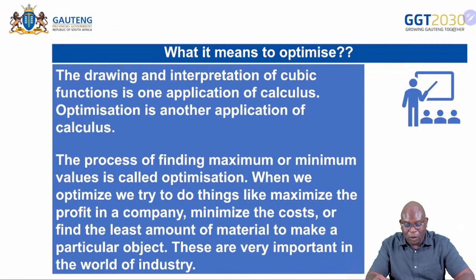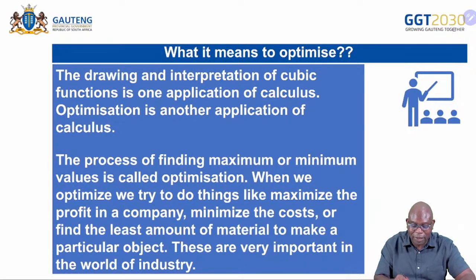Right. What does it mean to optimize? Now here, the drawing and the interpretation of those cubic functions is one application. So remember you did the drawings of those cubic functions. It's one of the applications of calculus. So we are applying calculus rules there. Optimization is another application of calculus. So in other words, we are applying calculus, but we are optimizing in this. So the word optimization is just another word for how we apply calculus rules there.